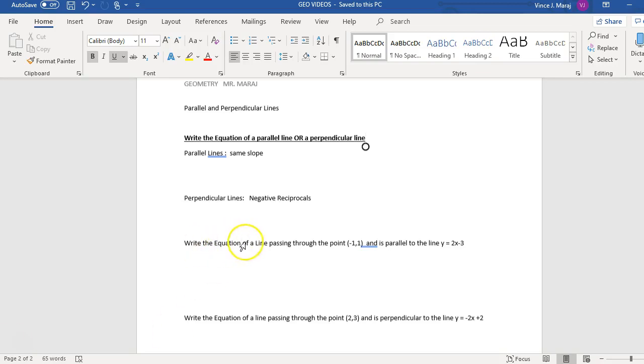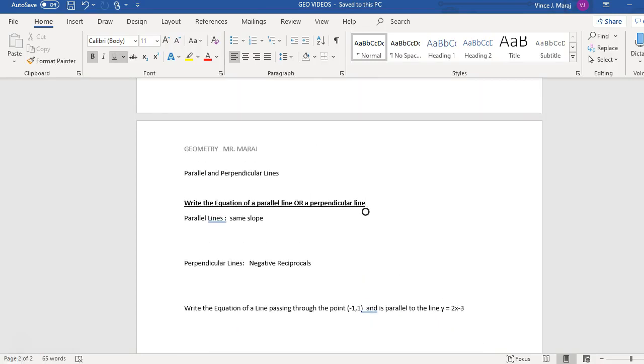It says here, write the equation of a line passing through this point and is parallel to this line. Or the question may look like, write the equation of a line passing through this point and is perpendicular to this line. In order to do these types of questions, you first have to know the relationship of the slopes for parallel lines and for perpendicular lines. So let's review that one topic.